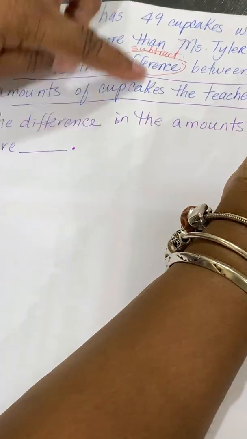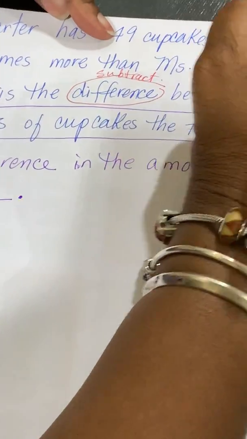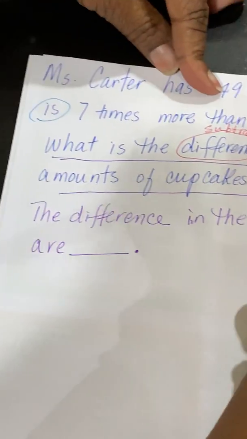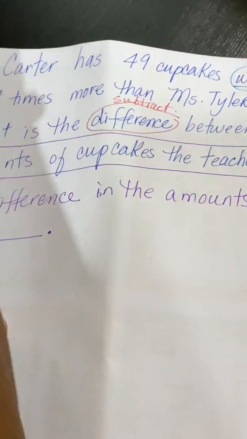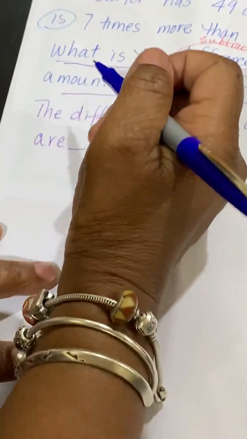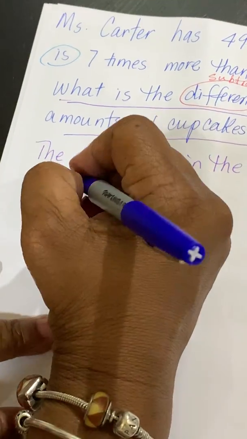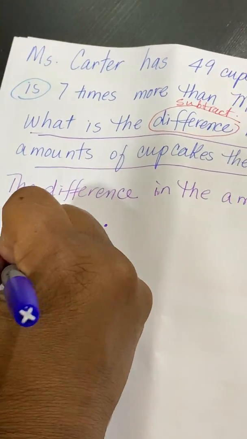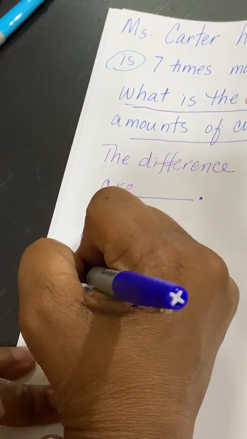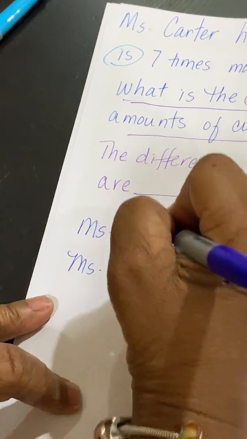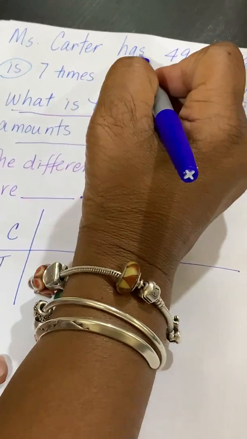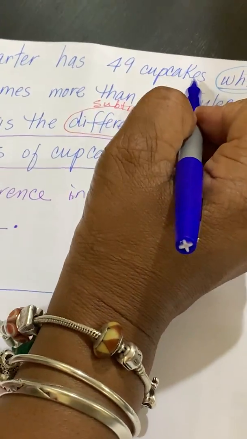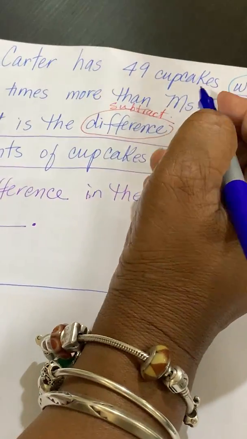And then I'm also showing the kids that when they see the word which or this is, right here, which or this is, that means that it's going to be about division, right? And so the two people that are being compared are Miss C and Miss T, right? And so I have their comparison bar. It tells me that Miss Carter has 49 cupcakes, which is 7 times more than Miss Tyler.